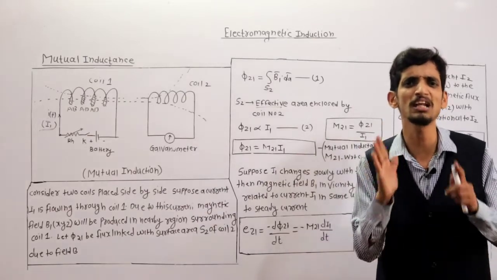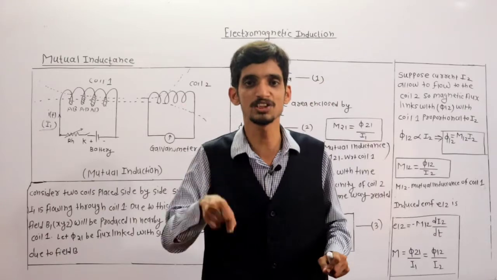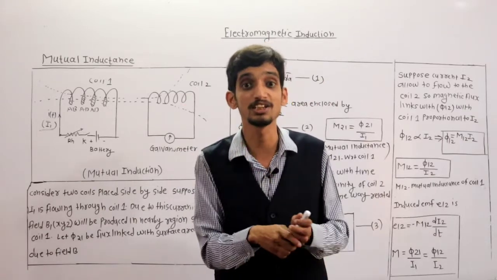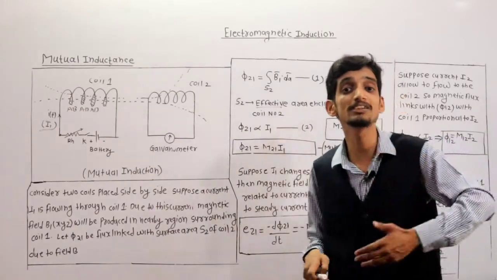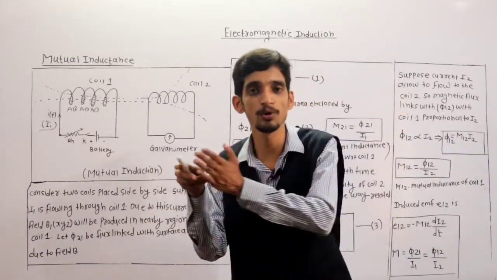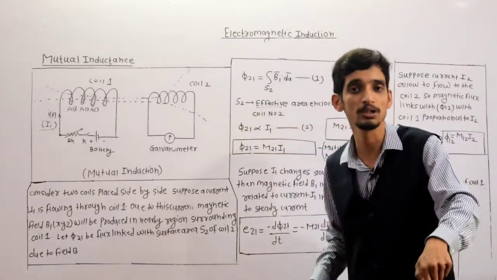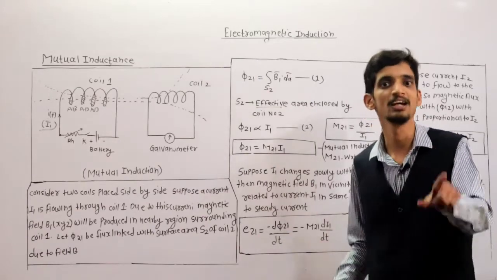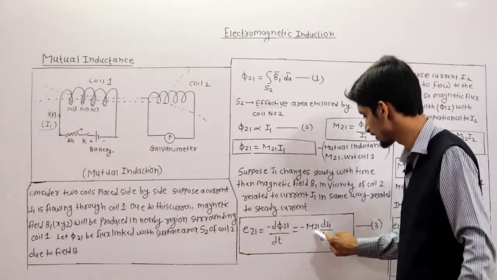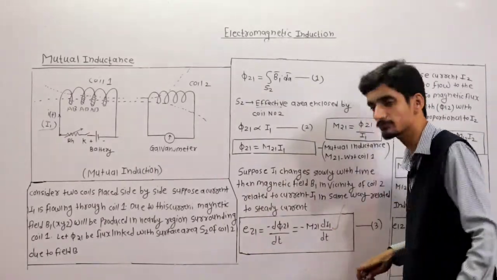So the basic formula remains the same: E is minus d phi by dt. But now the specific flux is not just phi, it is phi 21. Why phi 21? Because it is the flux linked with the second coil, coming from the first coil, and due to that EMF is induced in the second coil only, which is E21. That's why E21 is equal to minus d phi 21 by dt, which is equal to minus M21 dI1 by dt. This is an important one.